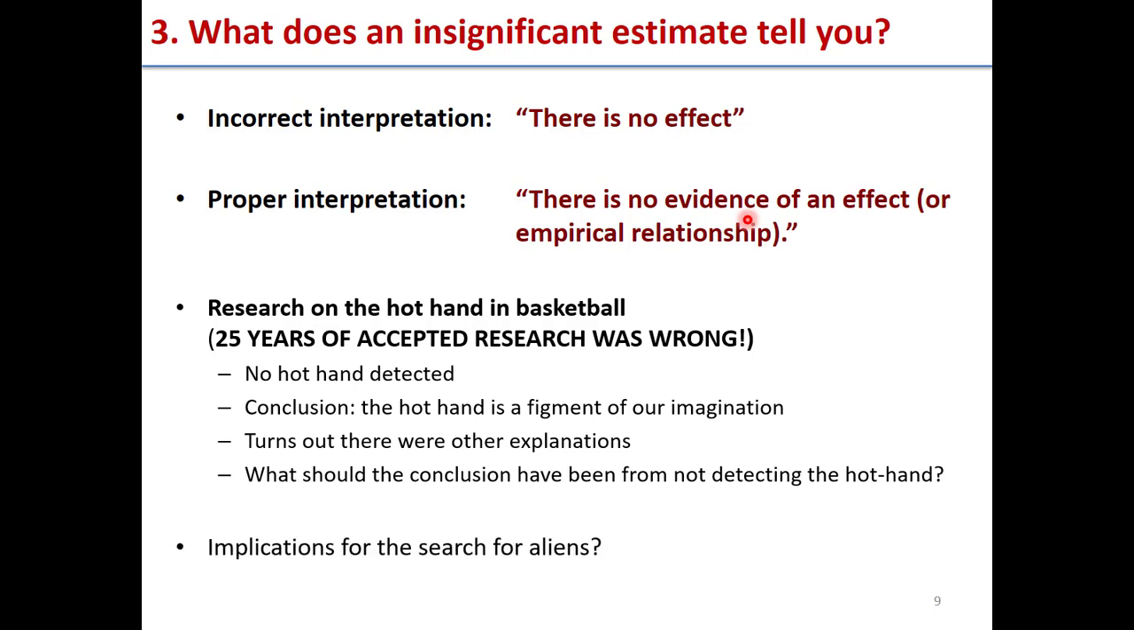Are there implications for the search for aliens? Well, you can read about this in my book. But basically, some people argue that, hey, we haven't found evidence for aliens yet, and thus that's pretty good evidence that we're alone in the universe. In fact, there was a Wall Street Journal article on this. And that's the same poor logic. The conclusion should be that there is no evidence for aliens out there, not that there are no aliens. And in fact, just as with the hot hand in basketball, our tests for whether there are aliens out there are really poor, weak tests.